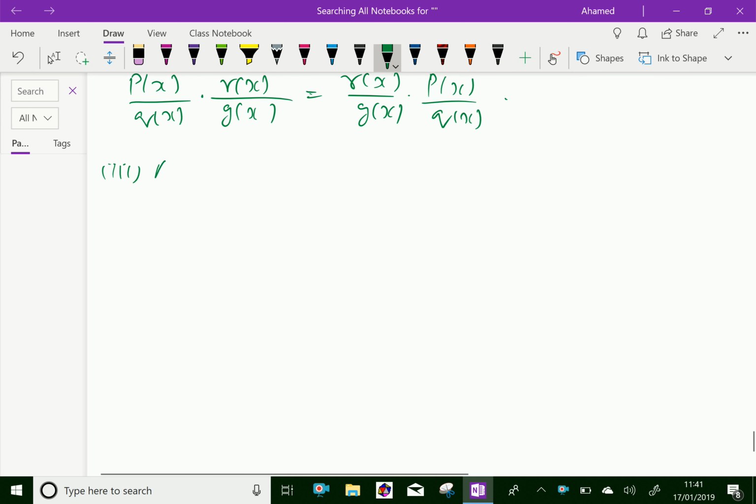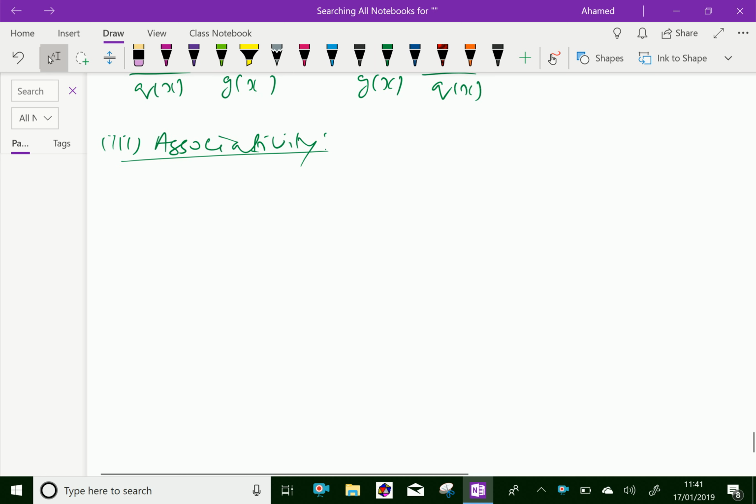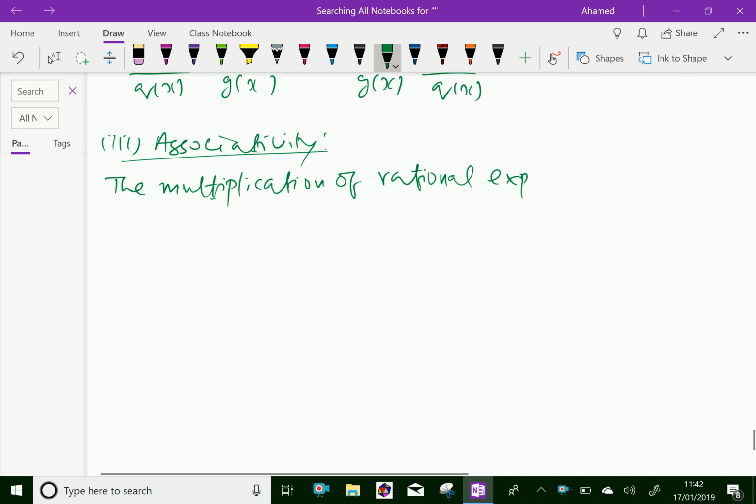Next one, associativity. The multiplication of rational expressions is associative.